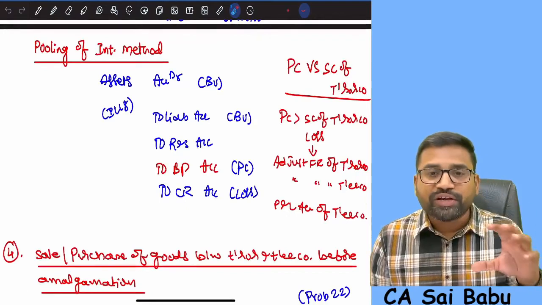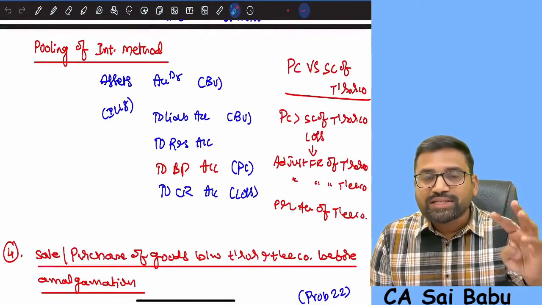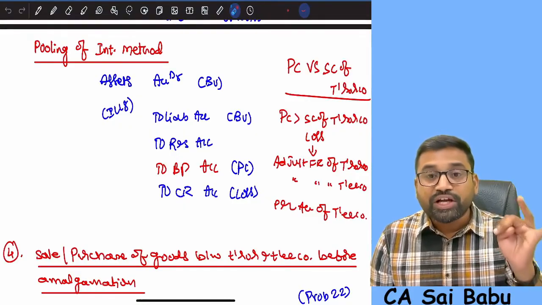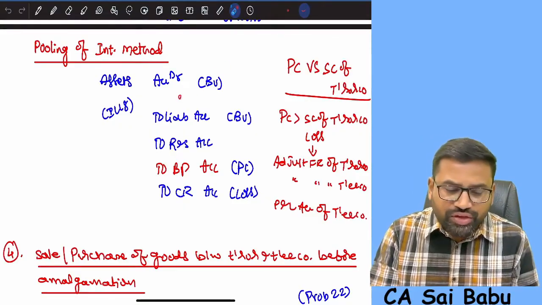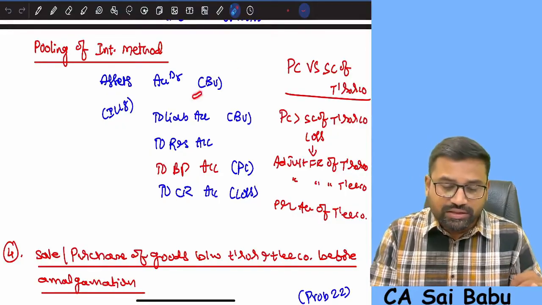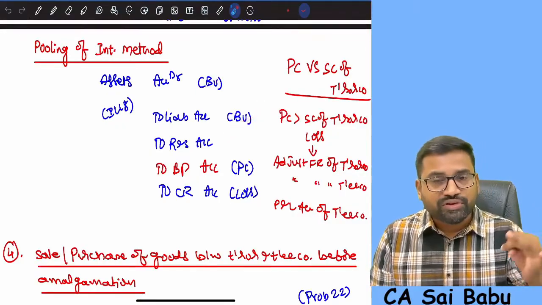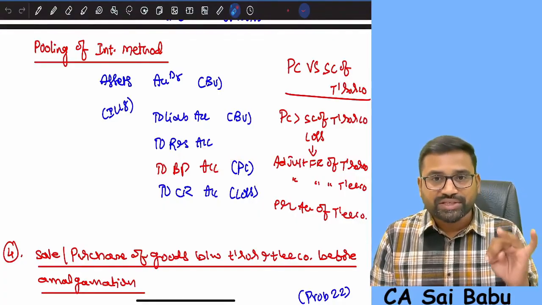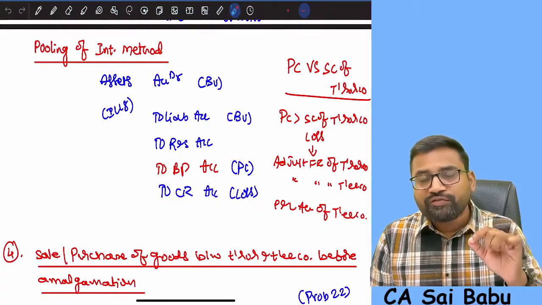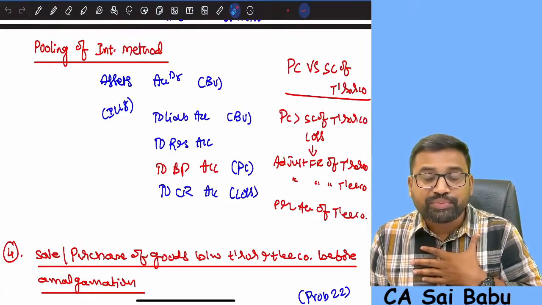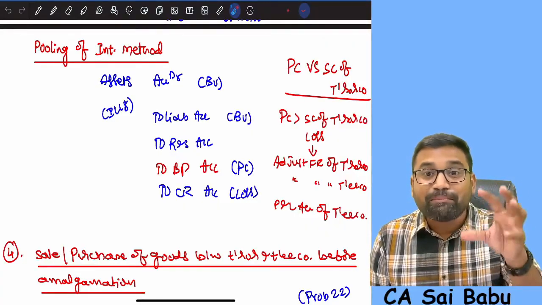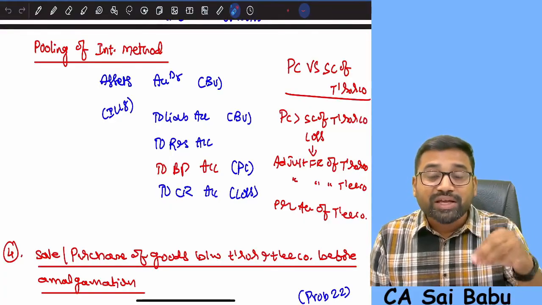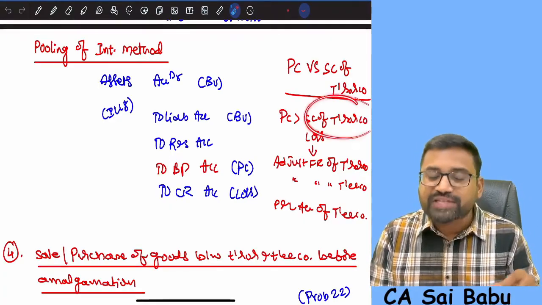And in the pooling of interest method, we will take all assets and all liabilities, including reserves, from the transferor company, that too at book values. So, what are all the assets, their book value, what are the liabilities of transferor, book value, reserves and surplus, and PC, business purchase. Now, in the pooling of interest method, as a transferee company, I will compare the PC I am paying with the worth of business I am taking from transferor. Here, what is the worth of business I am taking? Exactly equal to the share capital of the transferor company.